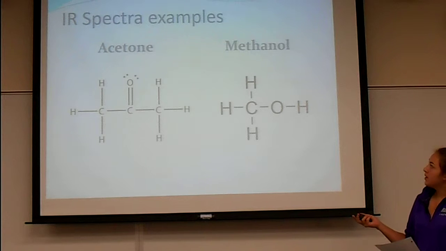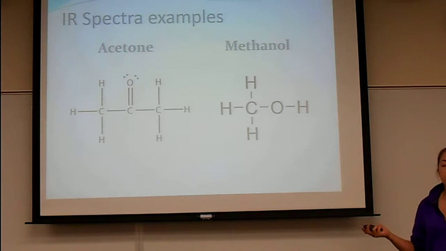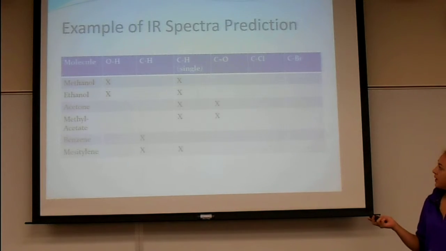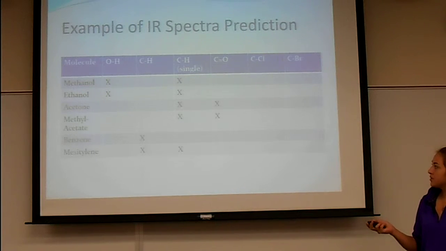Here are some IR spectra examples, just two that were given to us. I used acetone and methanol. Here we can see it has a carbon double bonded to an oxygen and also carbons bonded to hydrogens. Methanol has an oxygen bonded to a hydrogen and a carbon bonded to a hydrogen. From there we were able to fill out a chart like this. My examples were methanol and then acetone, but I also used other ones from the actual example.